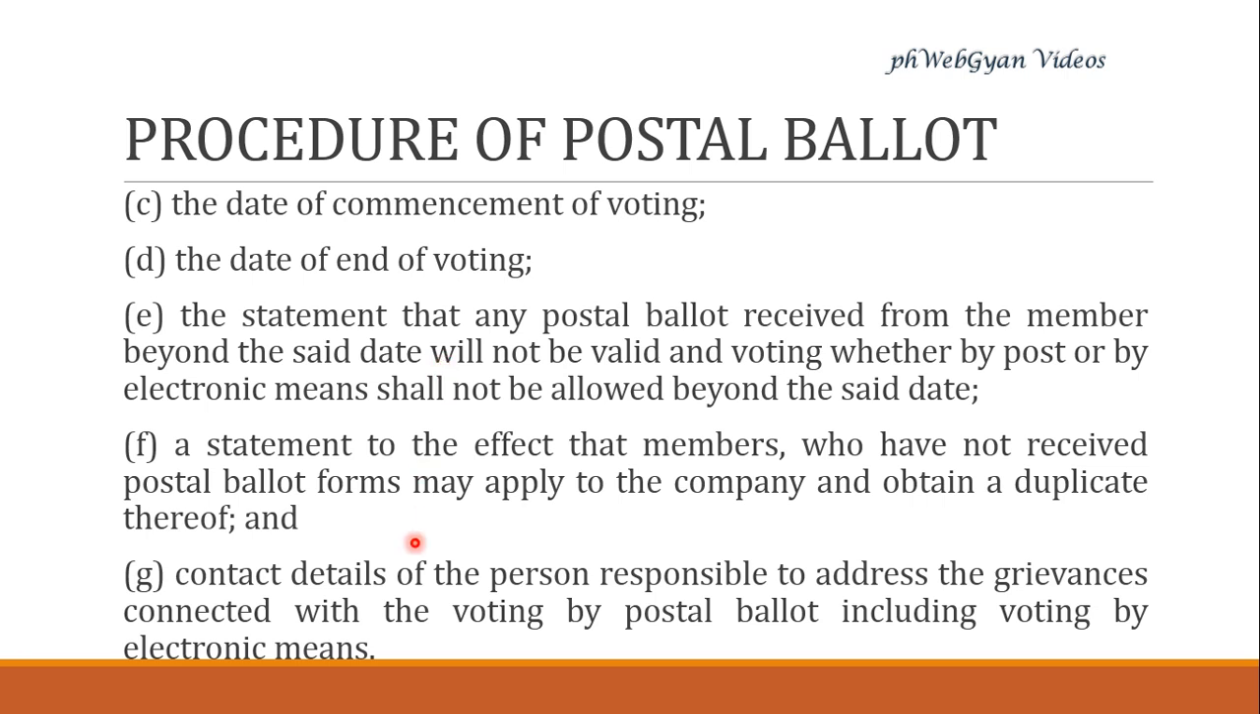Then a statement to the effect that members who have not received the postal ballot forms may apply to the company and obtain a duplicate thereof. There is a possibility that the courier or the post didn't reach them. So in that case, the advertisement would be useful because it shall also mention the statement that if any member has not received these forms, then they can apply directly to the company and obtain a duplicate form.